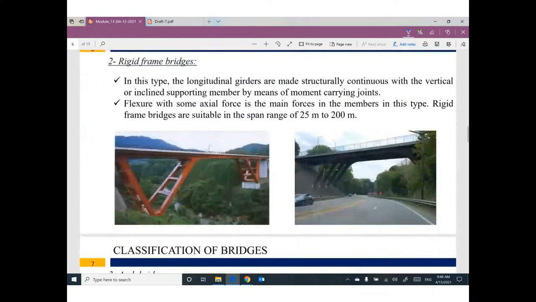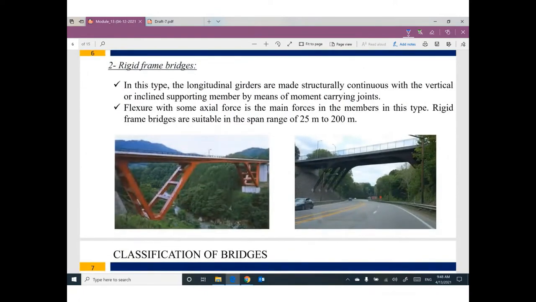The second one is called a rigid frame bridge. I think I saw this shape of bridge when I was driving to Fort Worth, I remember. We have a column and the deck of the bridge, and we have another column here, and they are one unit. These members are one unit, which is called a frame.